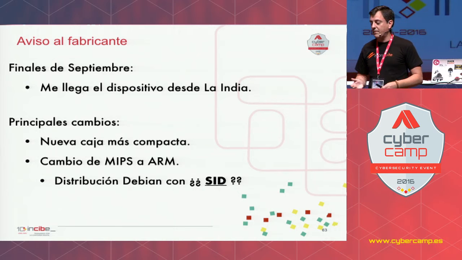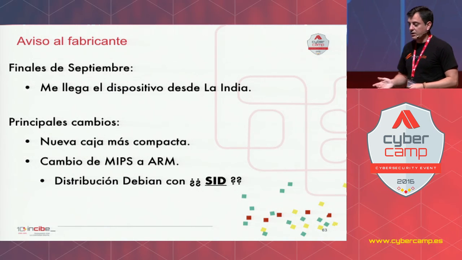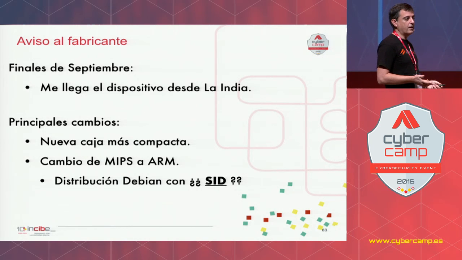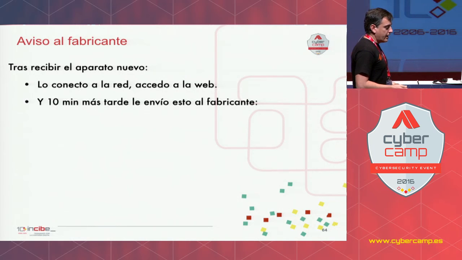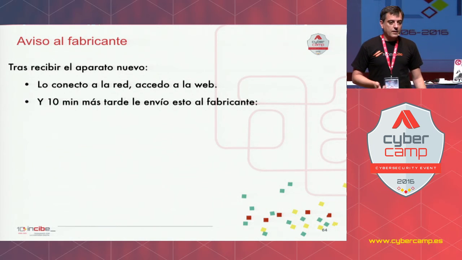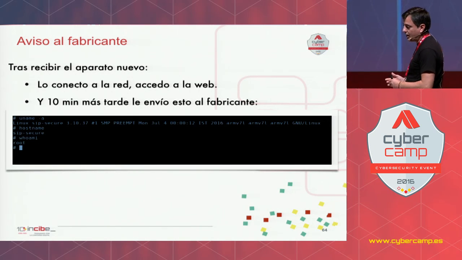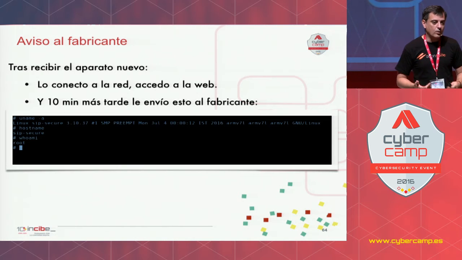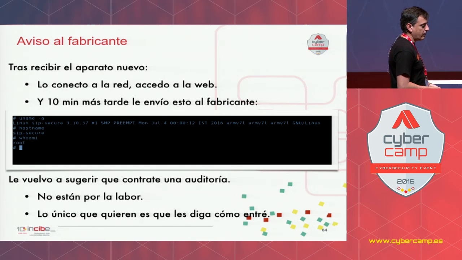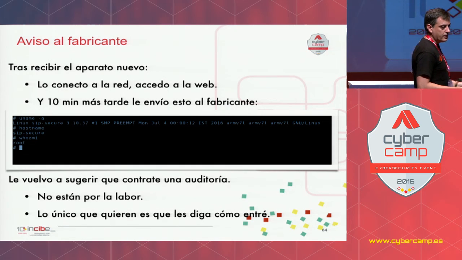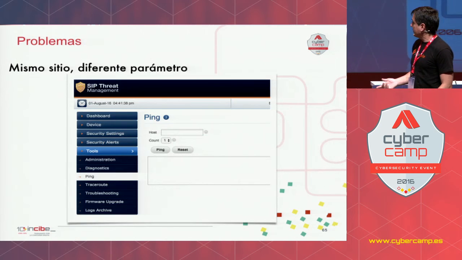At first sight, it's a new box, a new shell, a bit more compact. It's moved to ARM. I don't really understand why it has an unstable distribution, taking into account what kind of device it is. So I go online, and 10 minutes later I send a snapshot back to the manufacturer. It took me only 10 minutes to root it again. Again, I say, go for a security audit, this is shameful, but they do not feel like spending money, and they are only interested in knowing how I cracked it this time around.